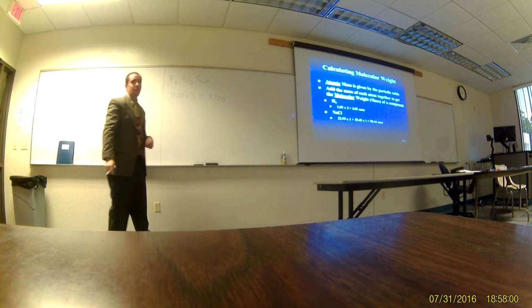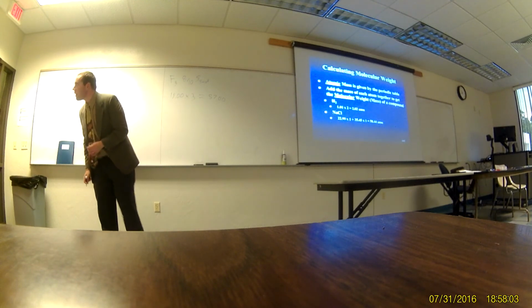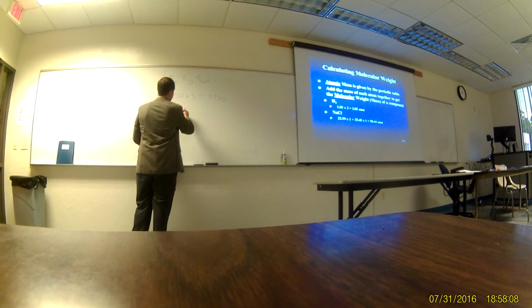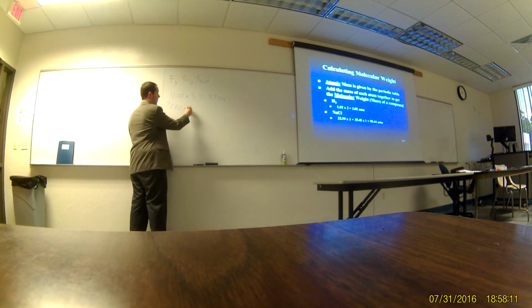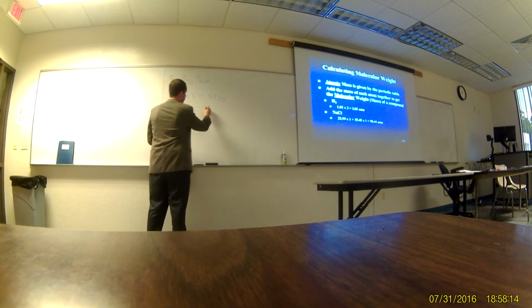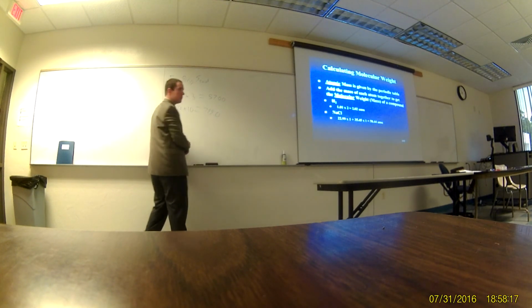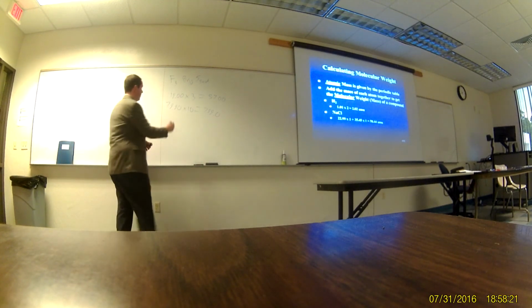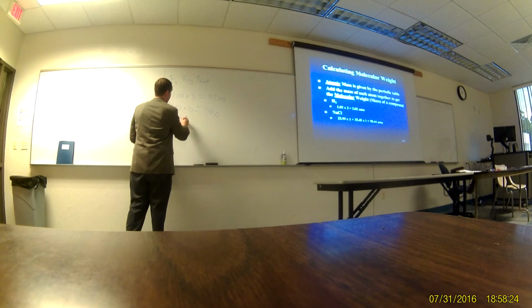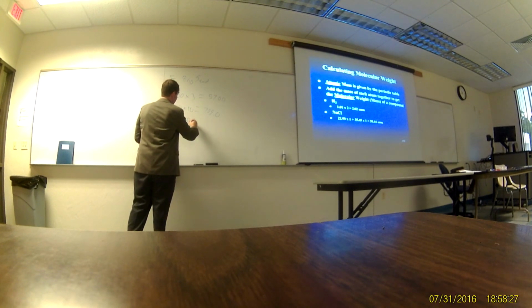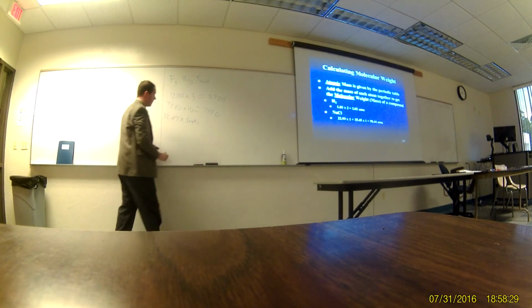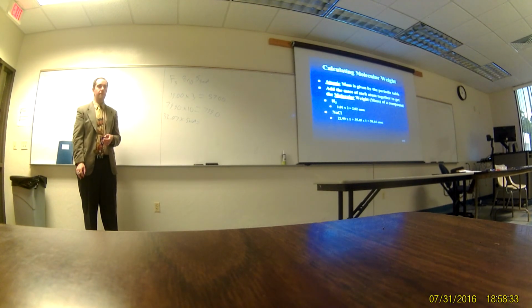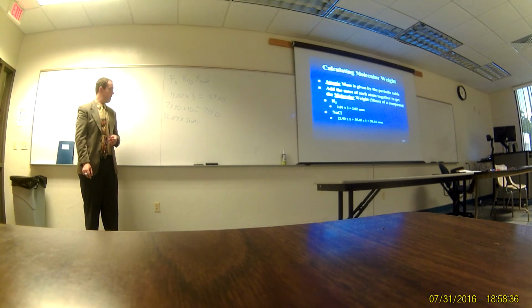What's the mass of bromine? 79.90. 79.90 times how many? 10 equals 799.0. And then we've got sulfur. Sulfur is 32.07 times 5 times 10 to the 8 equals what?